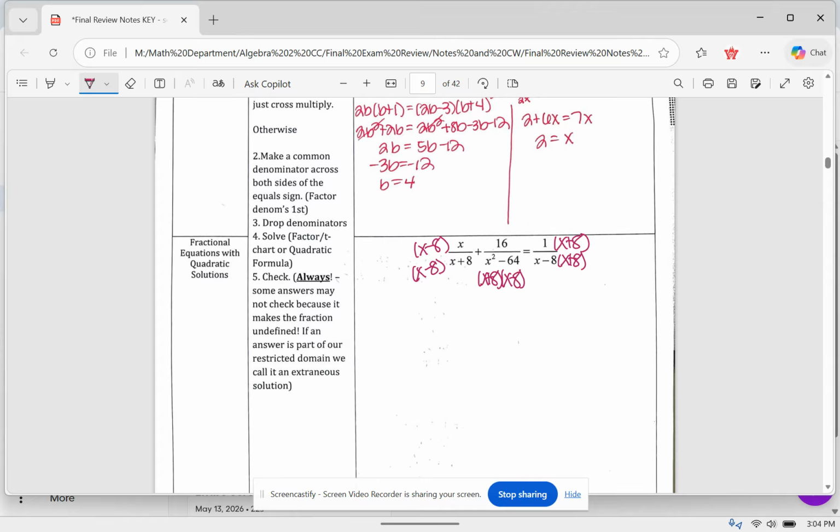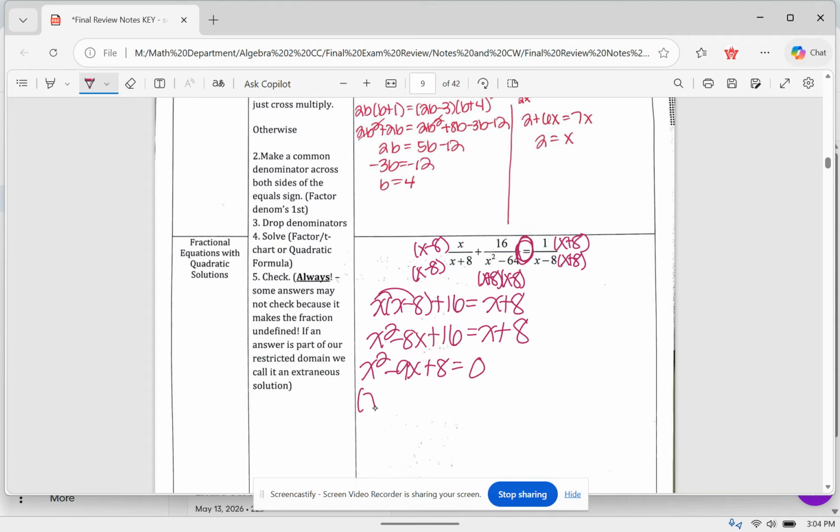Now, this is where we tend to say, when the problem equates, we can drop the base. So I'm just going to solve the numerator here, which I have x times x minus 8 plus 16 equals 1 times x plus 8. All right, now I'm going to just do some algebra here. I'm just going to do some distribution. Okay, it's a quadratic, so I'm going to set it equal to 0. And then I'm looking to factor this.